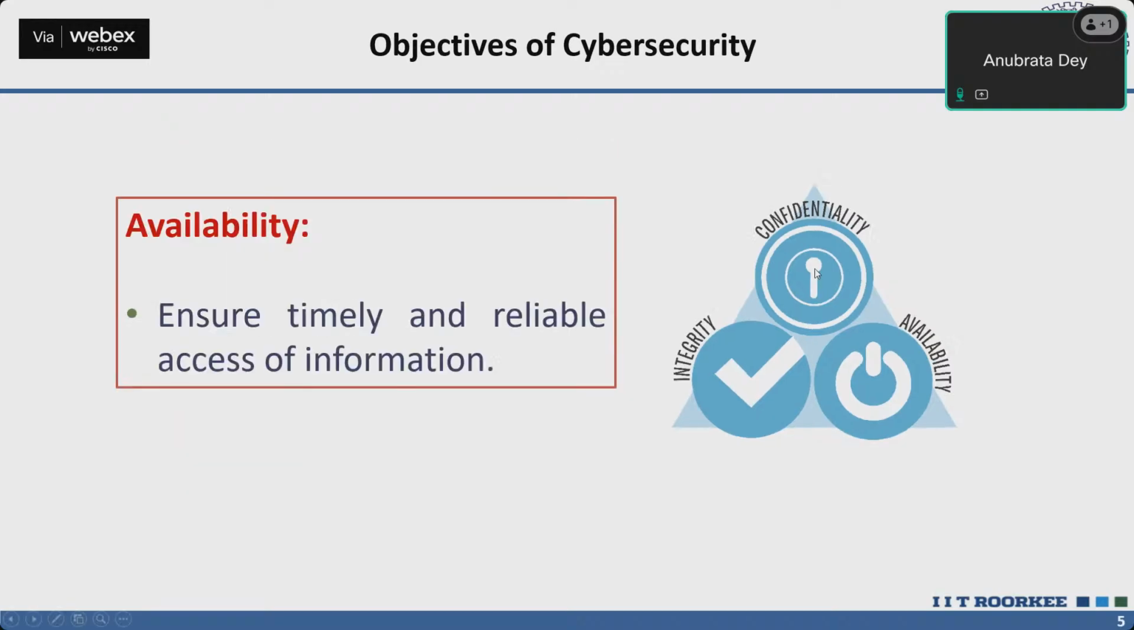And the third is availability. Whatever data is communicated or transferred by any smart devices, or is there in the server, maybe a big server, or some data management system at distribution level, that data should be available in a timely and reliable manner, only for those who have access to that data. So that is also a very important thing.